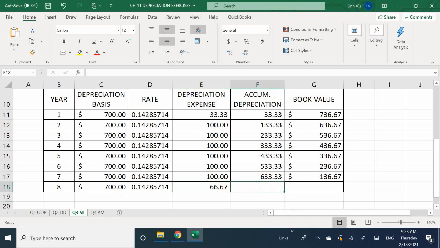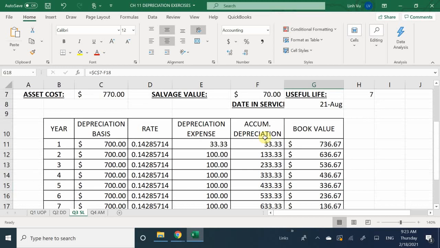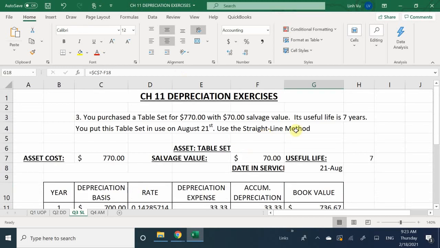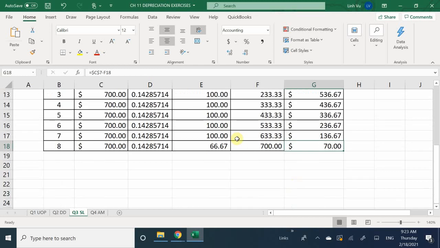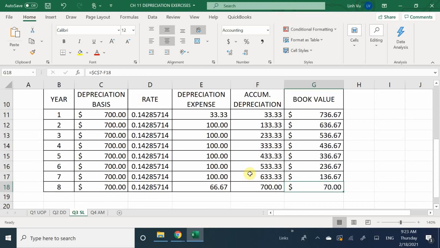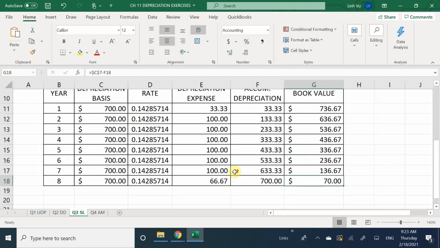And therefore, what is my total accumulated depreciation at the end of the 8th year? 700 even, bringing my book value to 70. All right, and perfect. Everything panned out perfectly because I reached my salvage value. I reached the end of its 7 years life, and my accumulated depreciation matched my depreciation basis. So good.